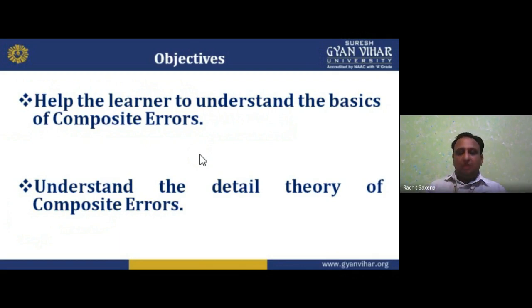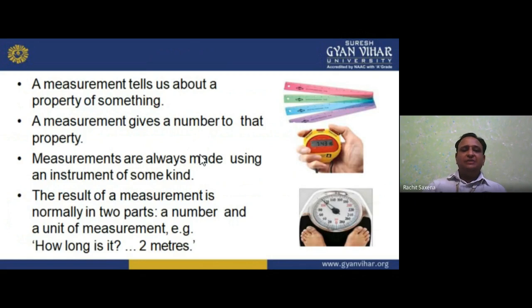We all are going to understand about the composite errors. Now moving forward, a measurement tells us about a property of something. You can say here is a scale, here will be the stopwatch, here will be a weighing scale. So these are all giving you the measurement.